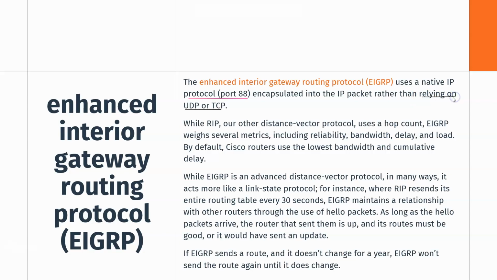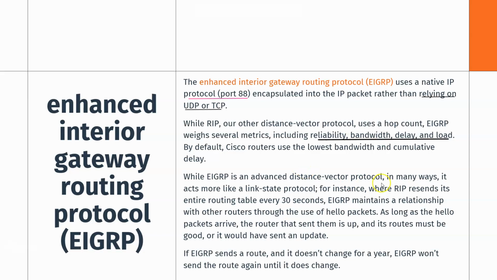RTP, Reliable Transport Protocol, is what it uses. So it has its own layer 4 protocol, which will use these things. RIP was hop count. EIGRP has several metrics: reliability, bandwidth, delay, and load, all of these things. Bandwidth and delay are the only two that had a multiplier, so they're the only two that are going to be used in the calculation of the metric.